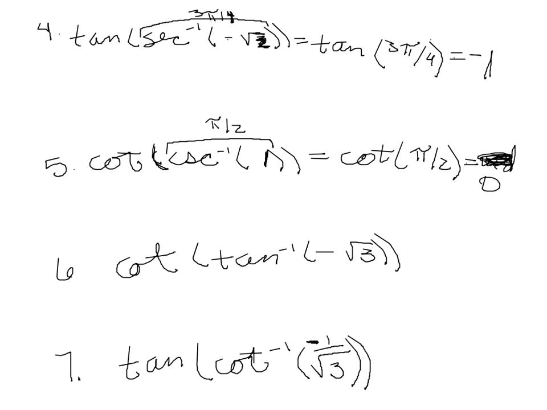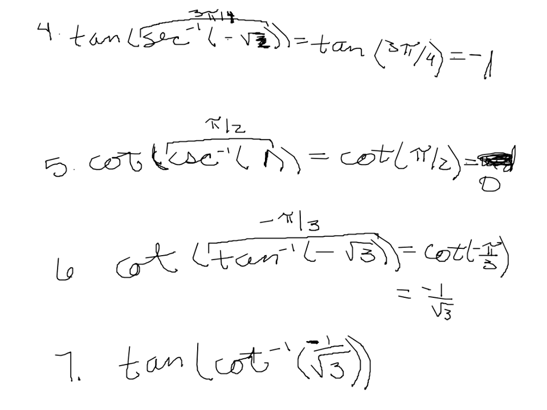All right, now we go to this one. Inverse tangent of minus square root of 3 happens at minus pi over 3. And then cotangent of minus pi over 3 is minus 1 over the square root of 3.